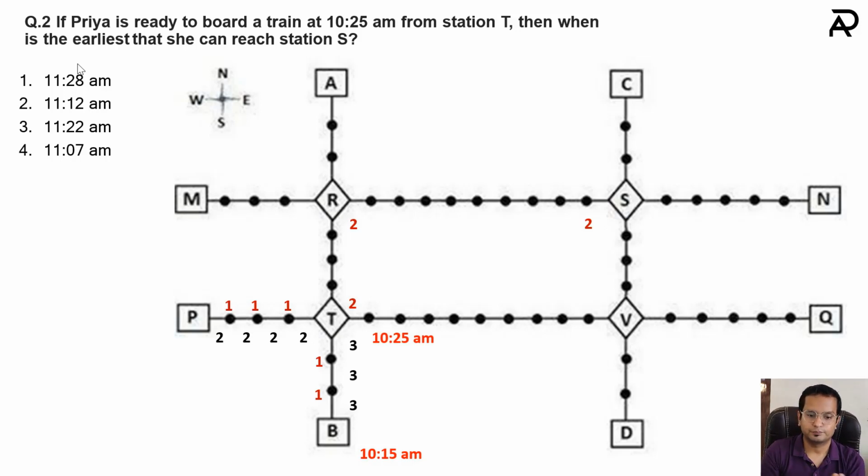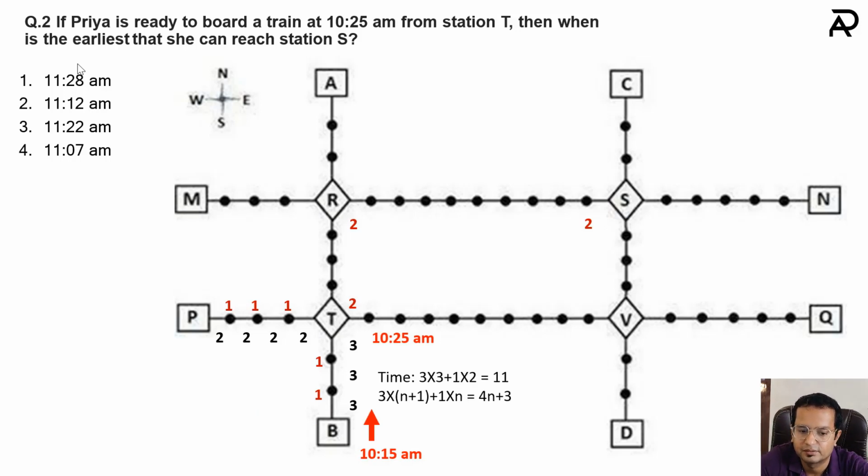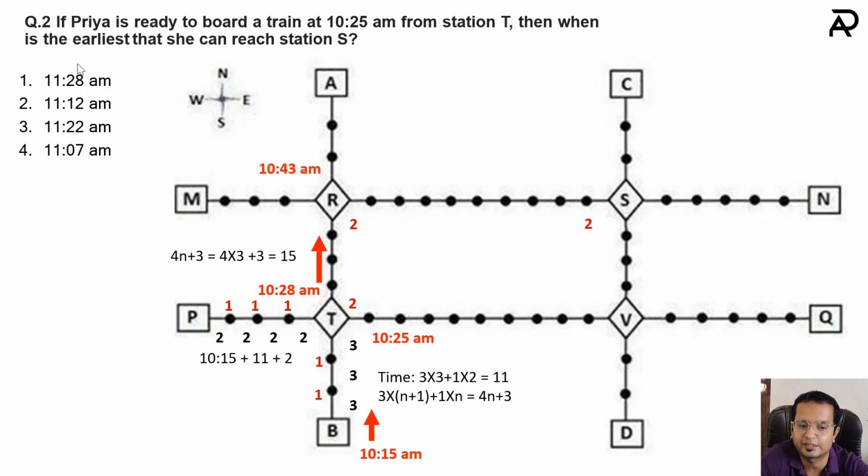Instead, start from B. The train starts at 10:15 am from B. It takes 11 minutes to reach T. So that becomes 10:15 plus 11, 10:26. 2 minutes it will wait at T. So 10:28, Priya will be able to catch the train. Now 10:28, she catches the train. Now 4n plus 3, 15 minutes, because there are 3 dots in between T and R. She reaches R by 10:43.